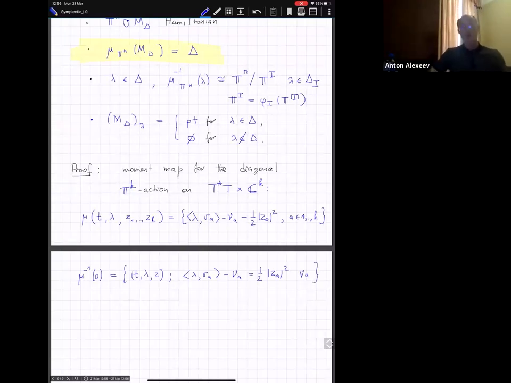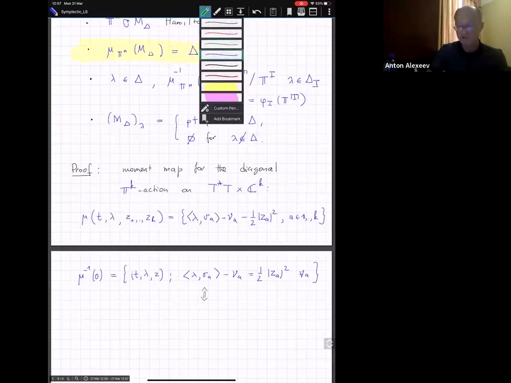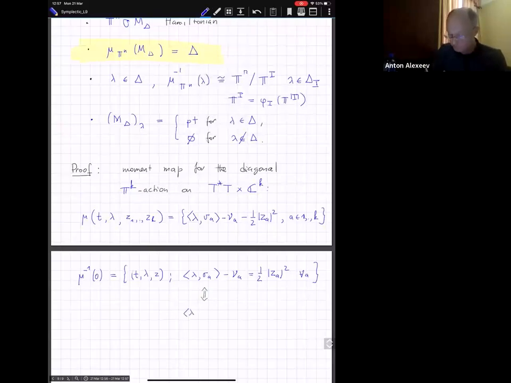Right. First of all, observe that T does not participate in the equation. So no conditions are imposed on T. We can actually spell it out as equations on lambda, right? So this is equivalent to lambda VA equal to mu A plus 1/2 ZA square, and simply greater or equal than mu A.